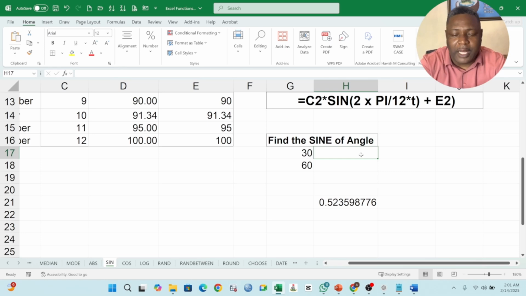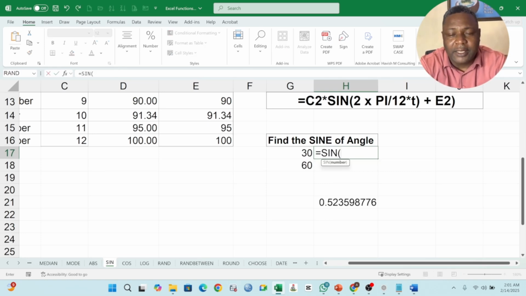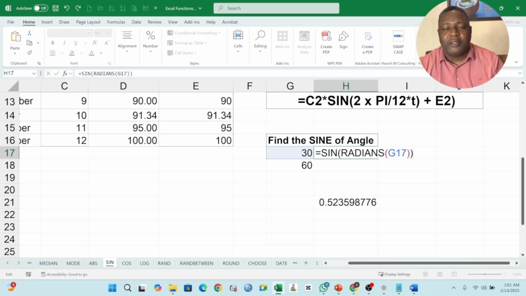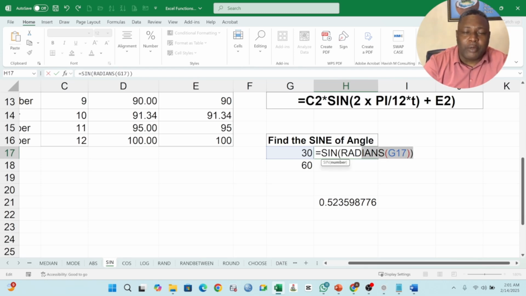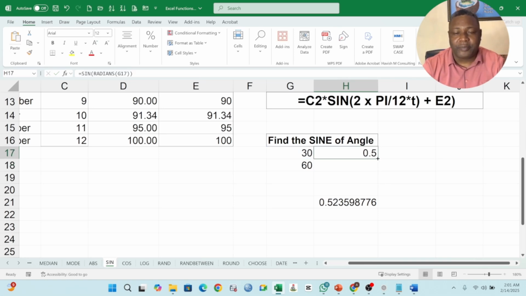So, how do I do that? Equals SIN, open the bracket. Then I capture my value; this is the sine of this value. So I will get the radians of this value inside the sine function. What it means is that it will find the radian and then calculate the sine. And that goes straight, as you can see, beautiful.